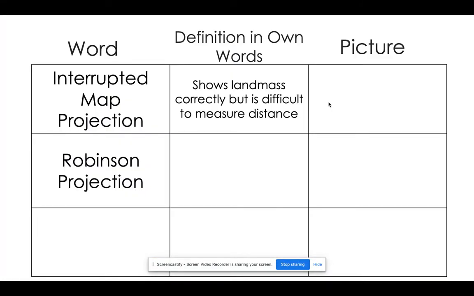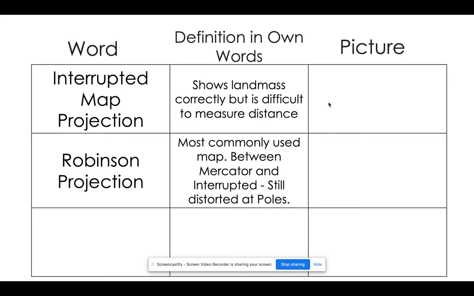Interrupted map projection, it shows landmass correctly, but it's difficult to measure distance. The Robinson projection is the most commonly used map, and it's kind of like somewhere between the Mercator and the interrupted map when we're talking about the size of the different places. It's still distorted at the poles. Like I said earlier in the presentation, for these types of pictures, I recommend just searching for one on Google. Type in Robinson projection map, see what you get, and paste it in here.